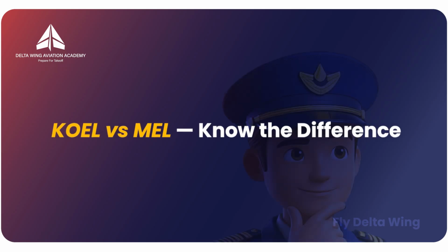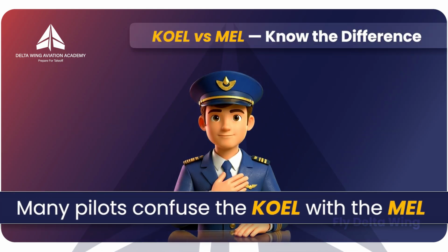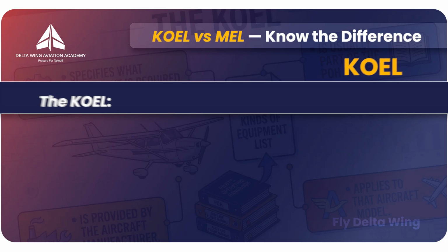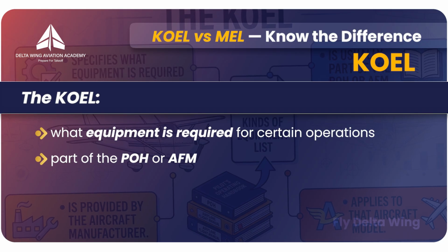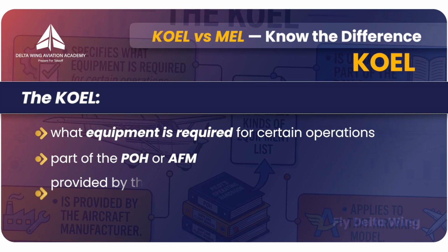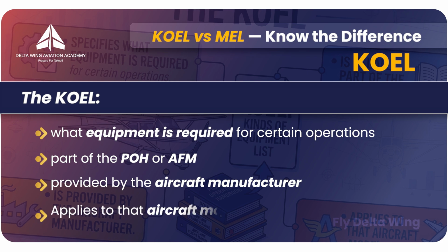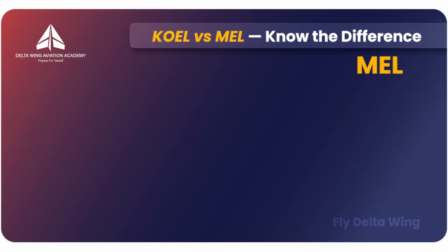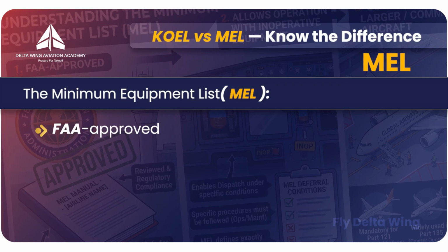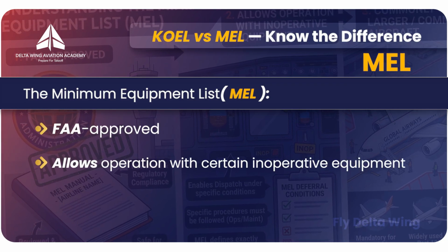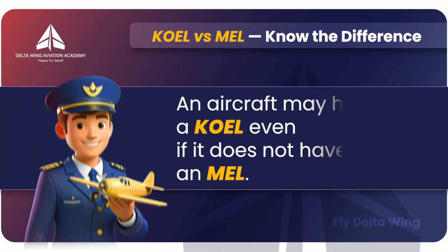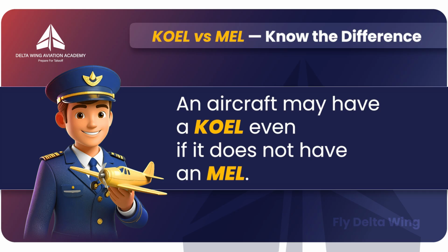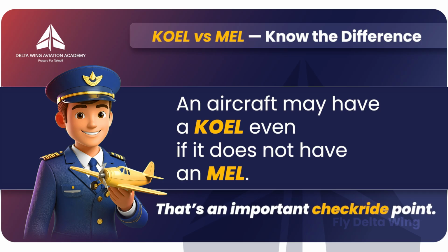KOEL versus MEL. Know the difference. Many pilots confuse the KOEL with the MEL, but they are different documents. The KOEL specifies what equipment is required for certain operations, is usually part of the POH or AFM, is provided by the aircraft manufacturer, and applies to that aircraft model. The Minimum Equipment List, or MEL, is FAA approved, allows operation with certain inoperative equipment, and is more commonly used in larger or commercial aircraft. An aircraft may have a KOEL even if it does not have an MEL. That's an important checkride point.